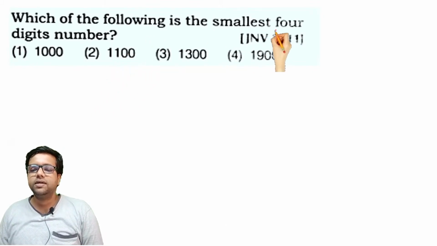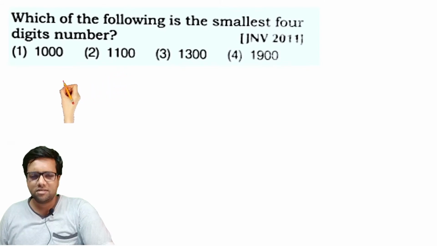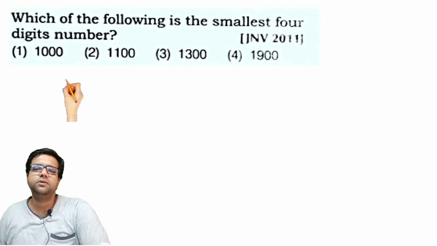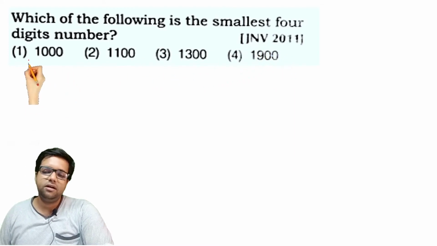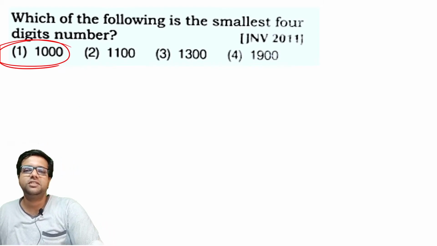Which of the following is the smallest 4 digit number? Even if you don't know what the smallest 4 digit number is, you just have to compare these 4 numbers and find out which is the smallest one. If you see properly, 1000 is the smallest 4 digit number you can have.